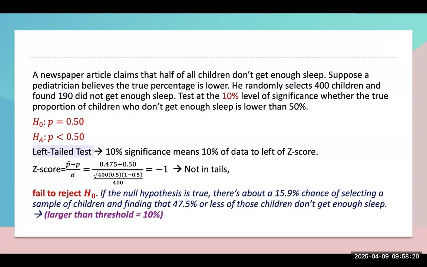If the null hypothesis is true, there's about a 15.9% chance of selecting a sample of children and finding that 47.5% or less of those children don't get enough sleep. Because 15.9 is larger than the threshold of 10%, we fail to reject.